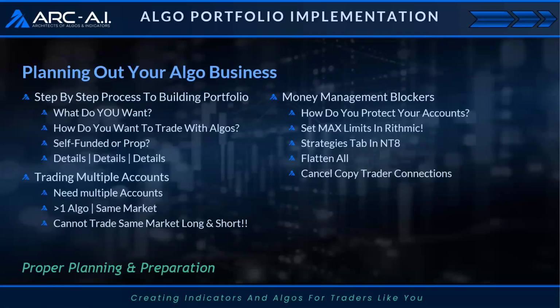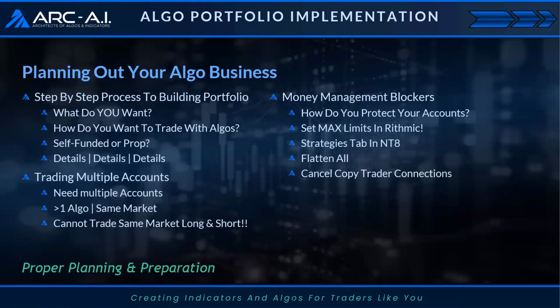So let's dive in. Planning out your algo business. So you have some algos. How many algos do you want to trade? It depends. There's a lot of factors that you want to keep in mind. How do you want to trade with the algos? Are you going to be self-funded or are you going to trade for prop firms? Are you going to trade multiple accounts? If you're trading multiple algos on the same instrument, it would probably be wise to have multiple accounts to make your life easier.